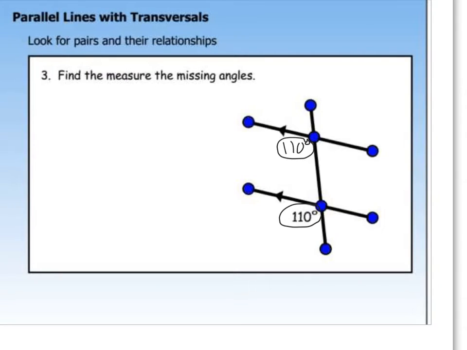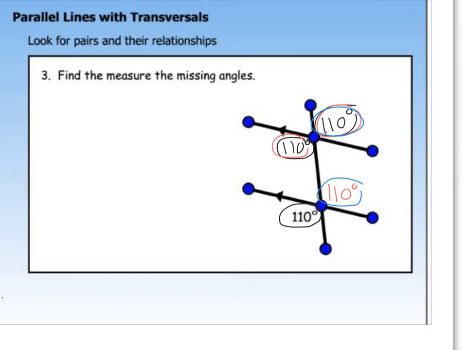Well, if this is 110, wouldn't this also be 110 because these are vertical angles? This angle and this angle? Alright, well if this is 110, this would have to be 110 because look at these angles. This angle and this angle, they are corresponding. Are there any other angles that are 110 degrees? Well, no. So now I have to think, how would I get the other angles?